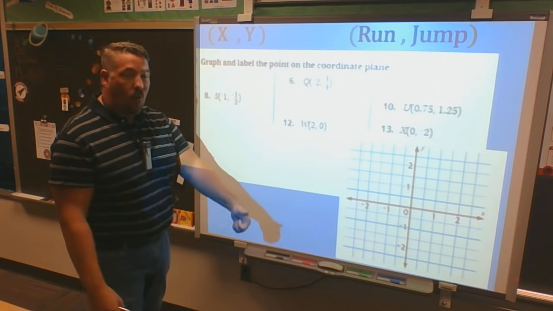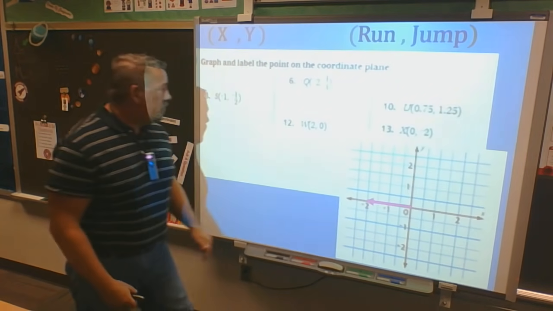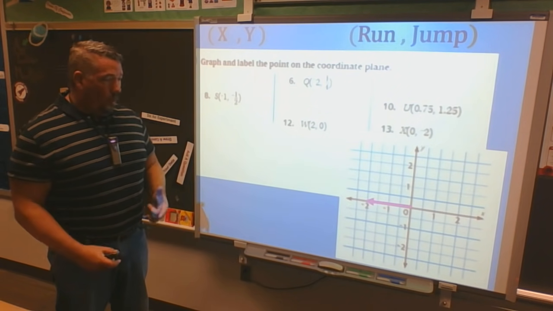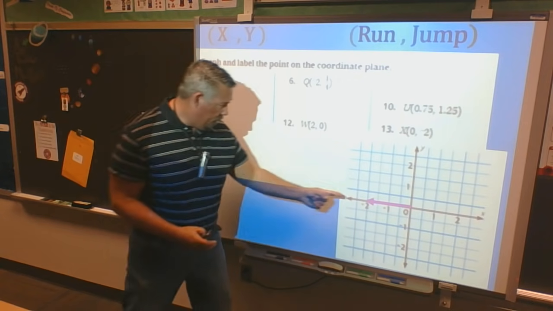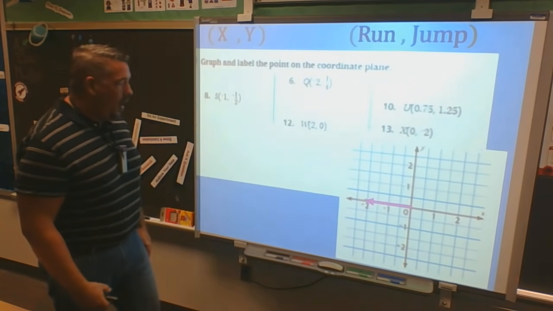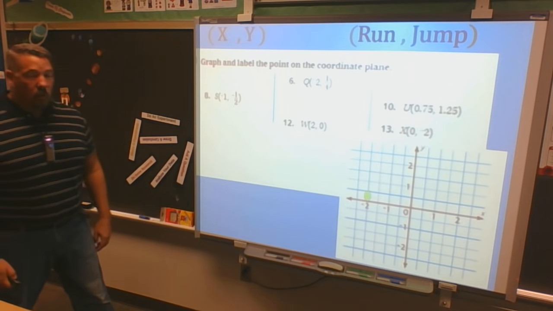So I know I'm going to run backwards, because it's a -2. So I run back to the -2, and then I'm jumping up 1/4. Well, 1/4 is 1/4 of the way, right? And half is 2/4 of the way. So it'll be right below that halfway mark. I put my point and I label it with a Q.